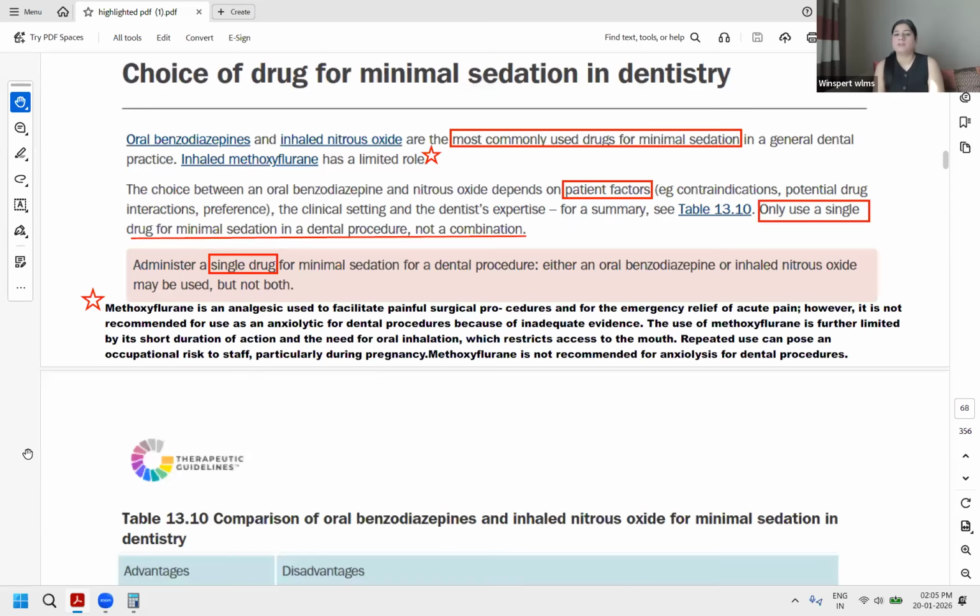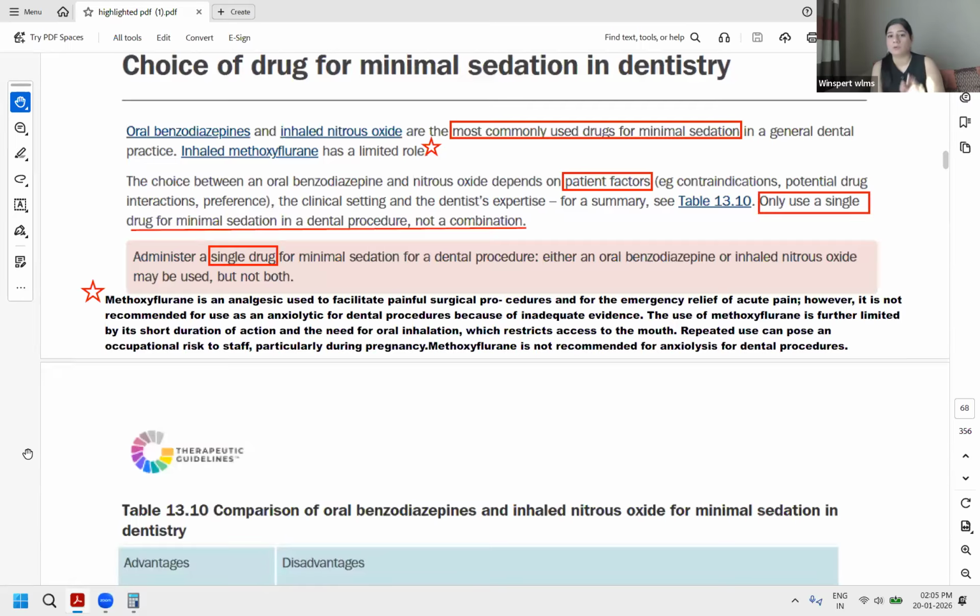Now, what are the choice of drugs? So two kinds are used, oral BDZs and inhaled. Both are suited for your general dental practices. Okay? But you must be doing CPD courses. You must be trained in both of them. It's not that you can't do it, but you must have training in that and you must continue to take training and be updated with that.